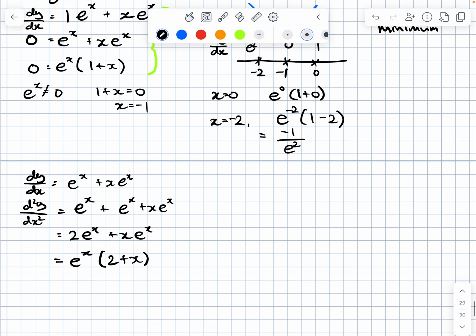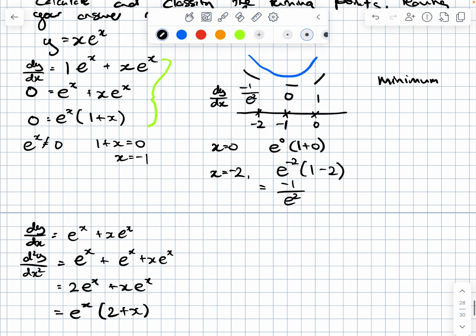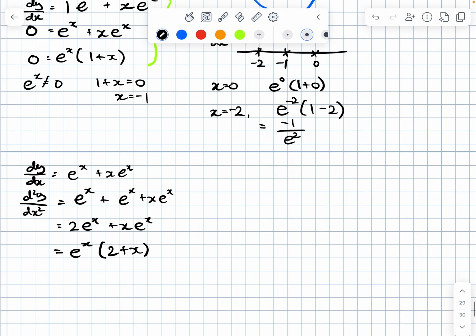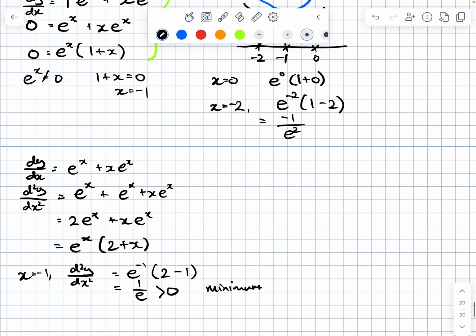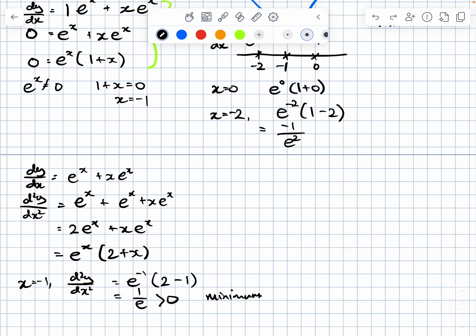To classify we need to sub in these turning points, so x equals -1. The second derivative equals e to the power of -1 times 2 minus 1, which is just 1 over e, and since that is greater than 0, we have a minimum. Either method is fine.